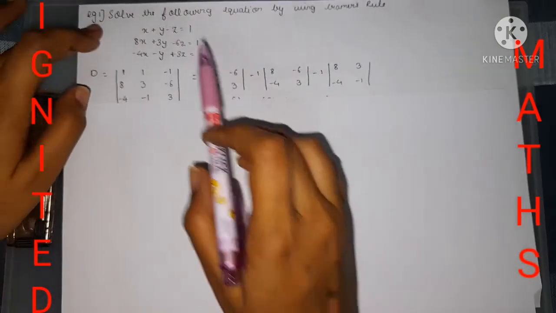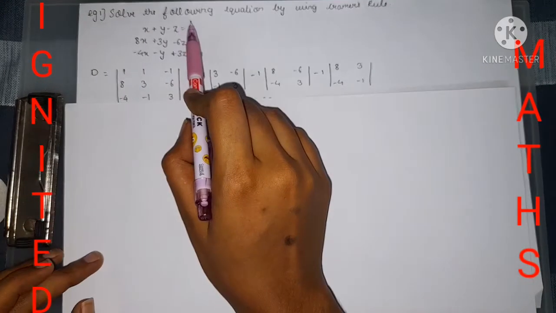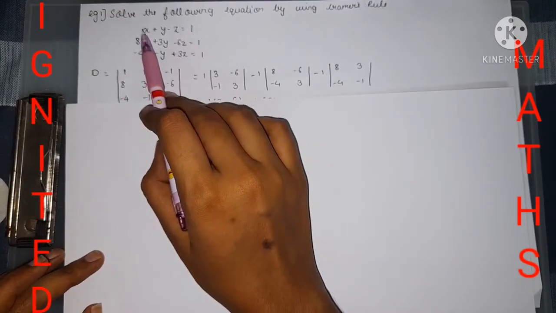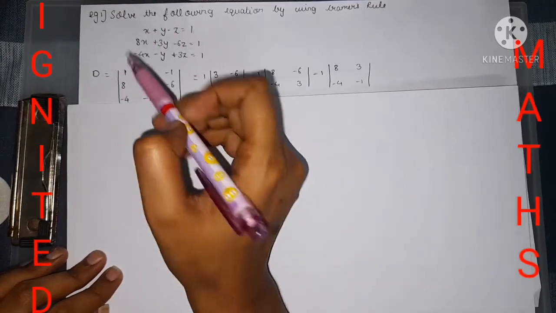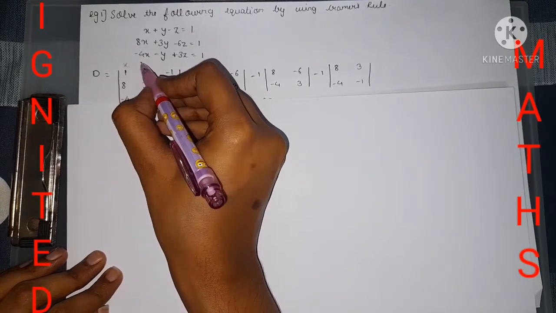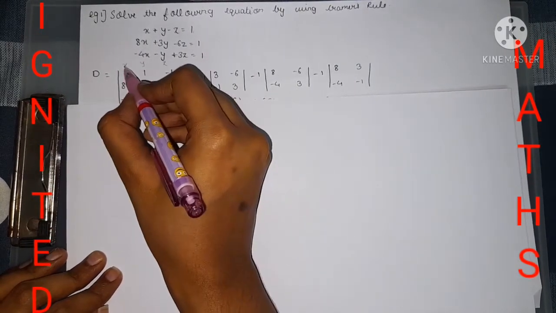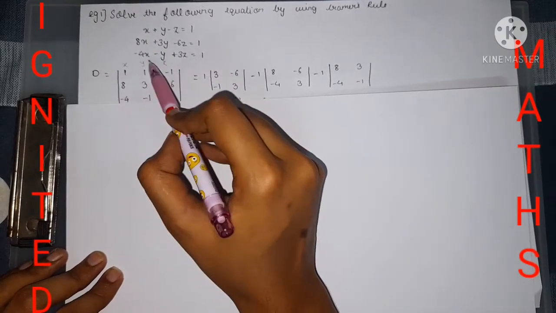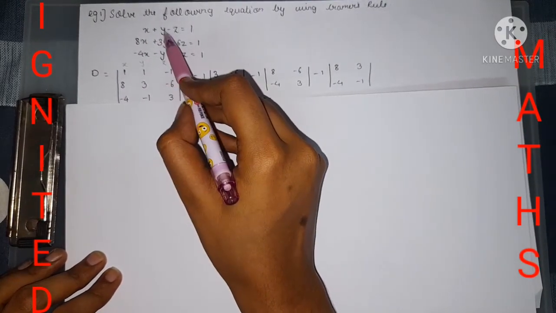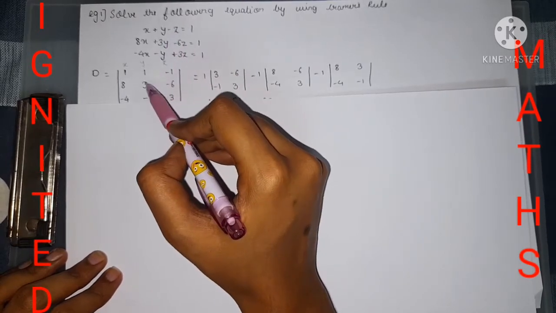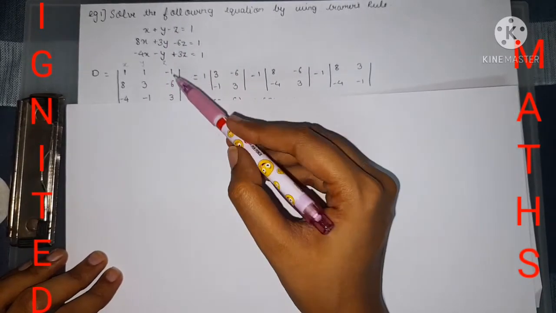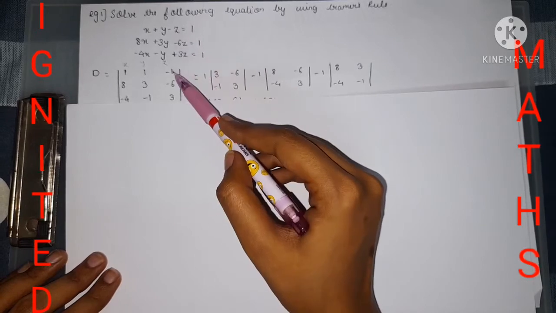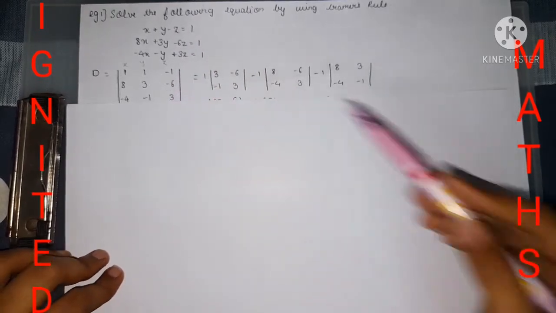D is the determinant without constants, so no constant term is needed, only the variable part. So first we need to write the coefficients of x, y, z. The x coefficients are 1, 8, minus 4. The y coefficients are 1, 3, minus 1. And the z coefficients are minus 1, minus 6, 3.